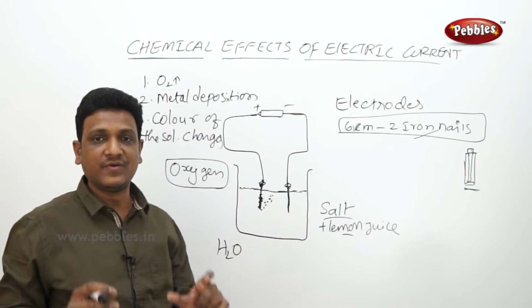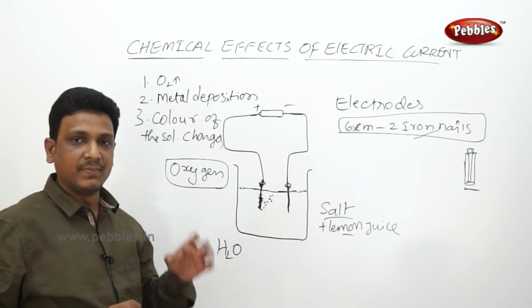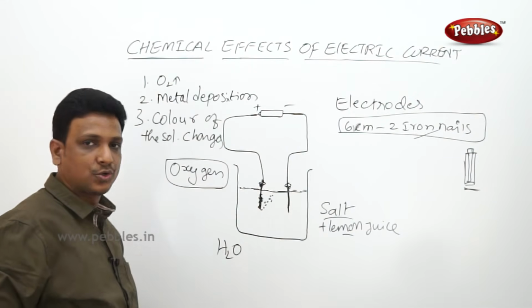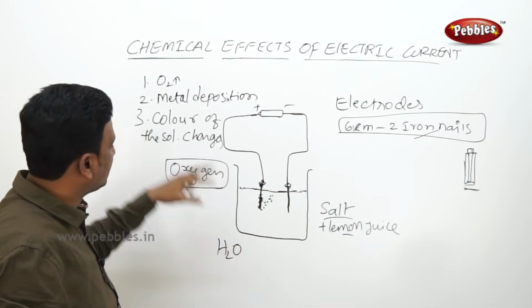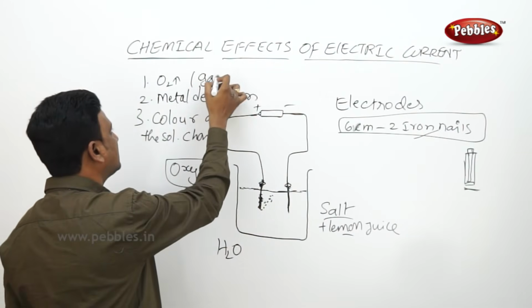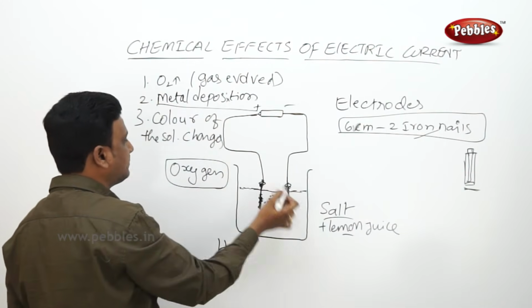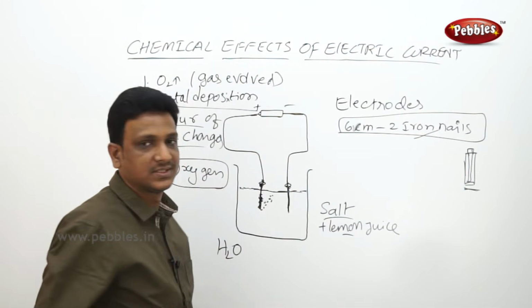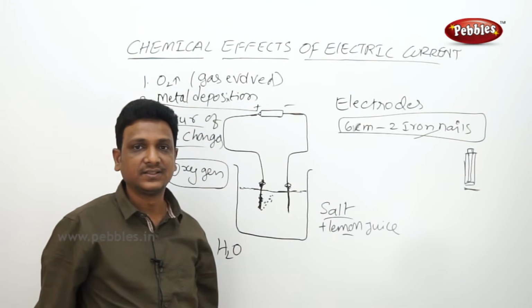What happens to a liquid when electric current is passed through that? Depending upon the metal used in the electrode and the solution we take, these 3 changes may happen. Oxygen is evolved, small bubbles of gas are evolved. Metal deposition takes place on the electrodes, and the color of the solution changes. So these are the chemical effects of electric current.